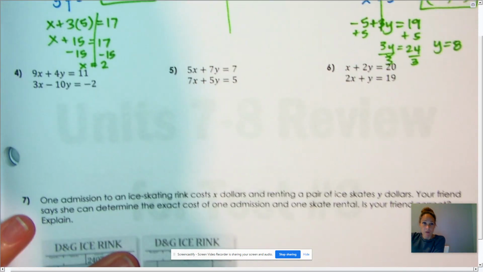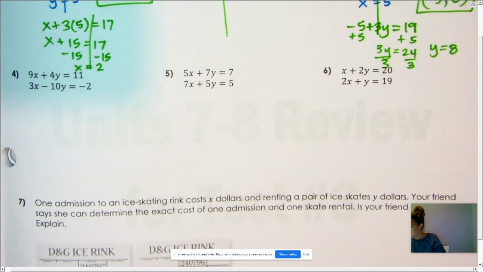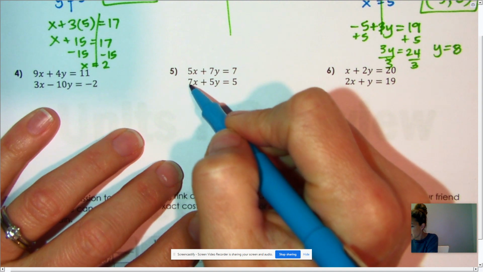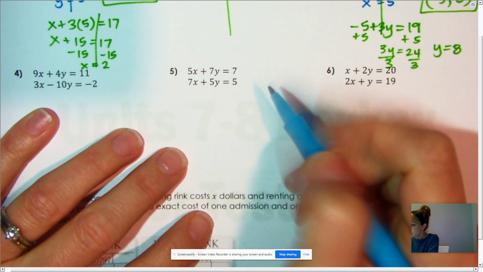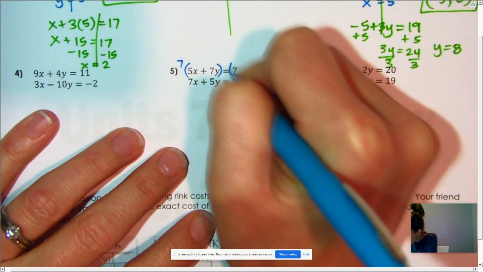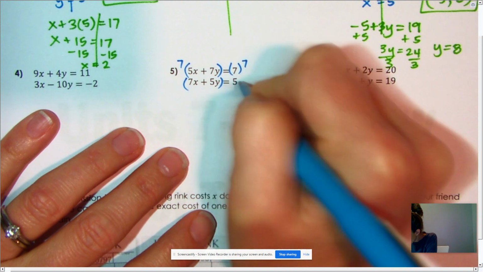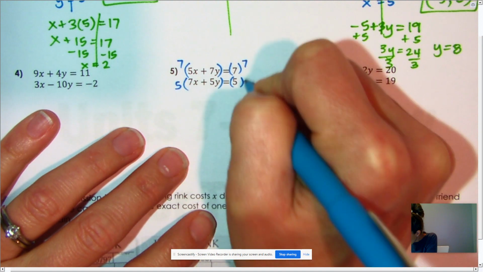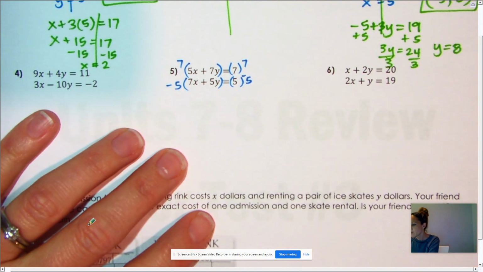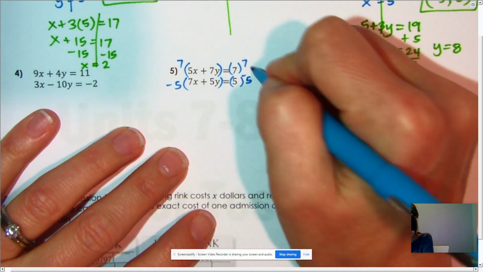All right, question number 5. This one we cannot just add, and 5 can't go into 7, 7 can't go into 5. So what I'm going to need to do is multiply the top one by 7. And then the bottom one I'm going to need to multiply by 5. But in order for things to cancel, remember we need one positive and one negative. So I'm going to multiply the bottom by -5. All right, so here's what we get.